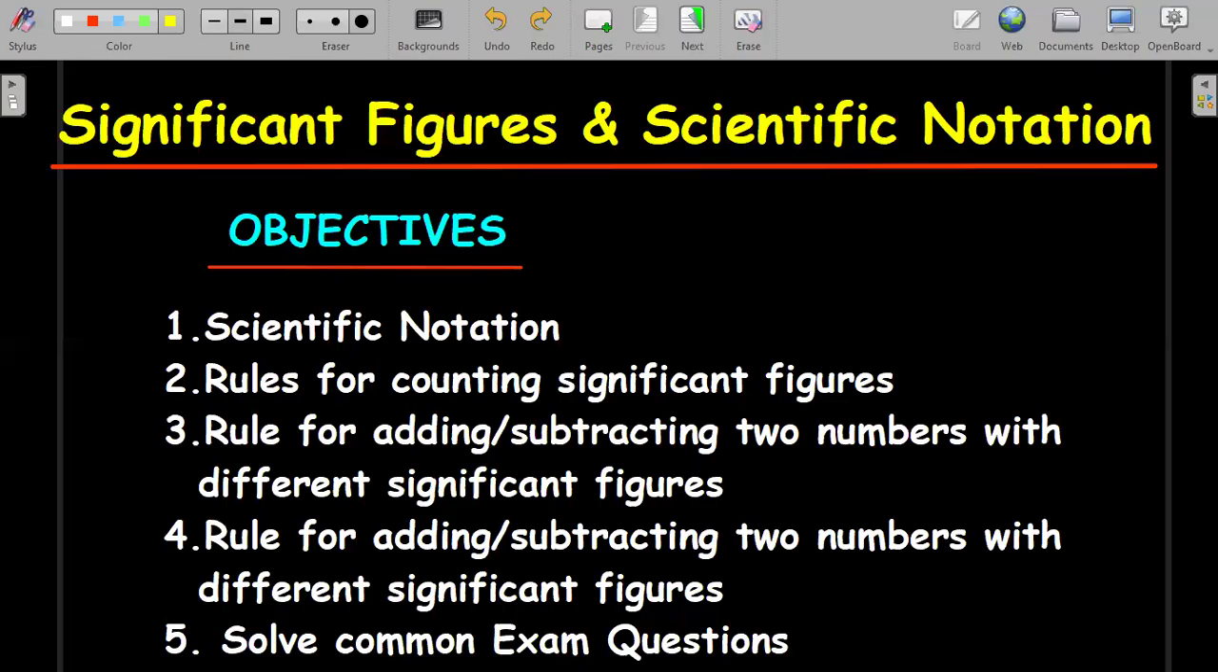All right, so I welcome you again to this lesson. We are going to be looking at this topic, which is coming from Chemistry 1010 and Chemistry 1000. This is significant figures and scientific notation.